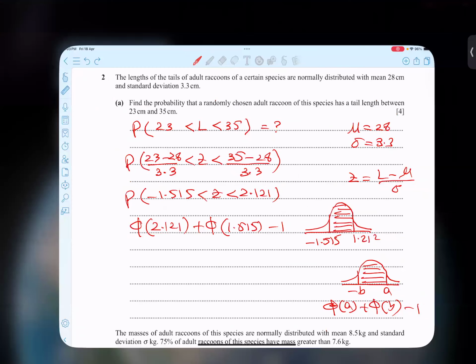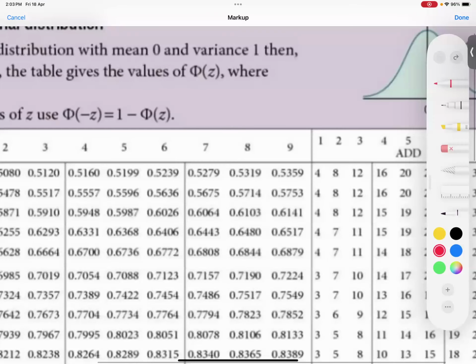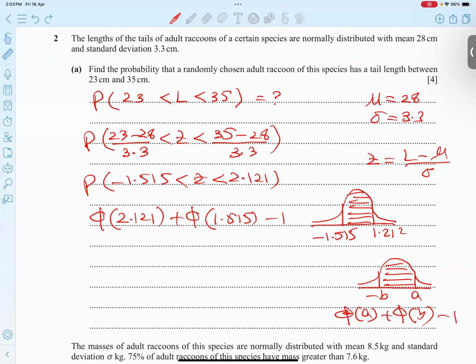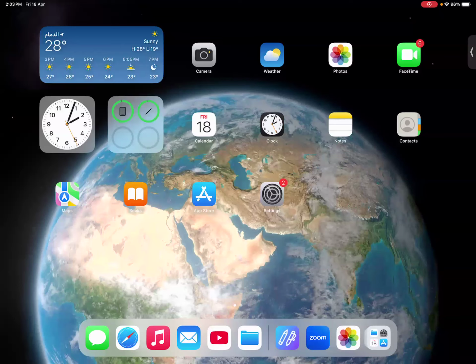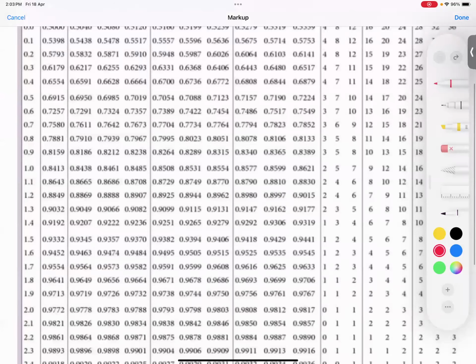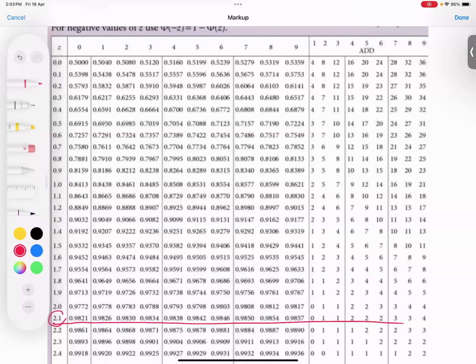When you see this table, 2.121. Wait a minute, let me check once again. I think this is a typing mistake in my calculator. Sorry, a writing mistake only. Yes, this is correct, it's not wrong. So I'm going to find 2.1. 2.1 is here. So 2.1 against 2.1, because it is 2.121. I got the 2 from here, and the 1 from here, this 0.